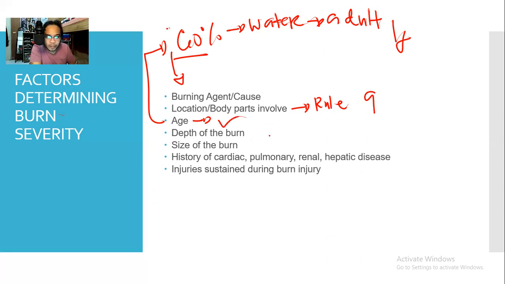You also have the depth of burn. This is our degree of burn, whether superficial, superficial partial, deep partial, and full thickness. Sorry, I said full partial, it's full thickness.